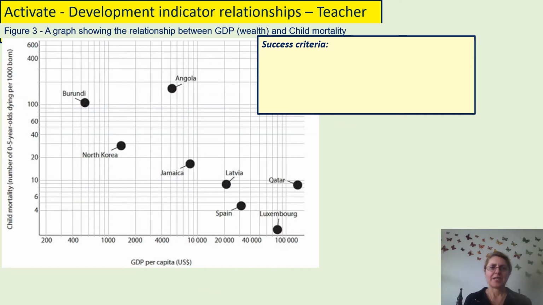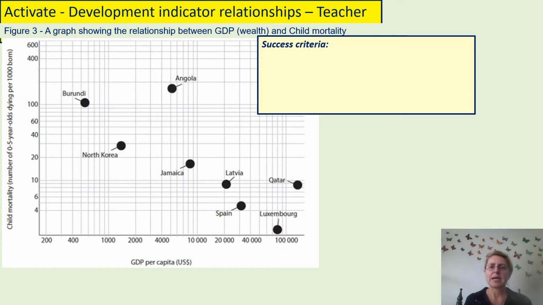For this activity, we are going to understand development indicators and their relationships. We're first going to understand a scattergram. I'm going to talk you through this answer and you will then have a go yourself. A scattergram is where the results have been plotted on a graph in the form of a dot. We have to look for a pattern.